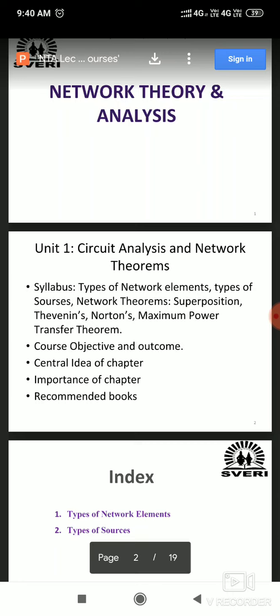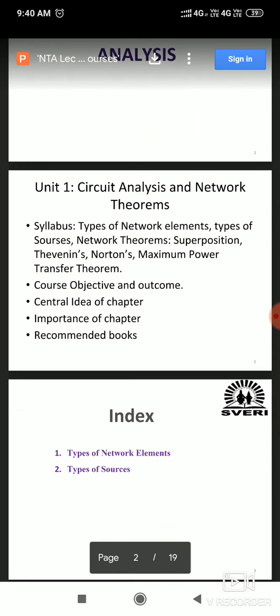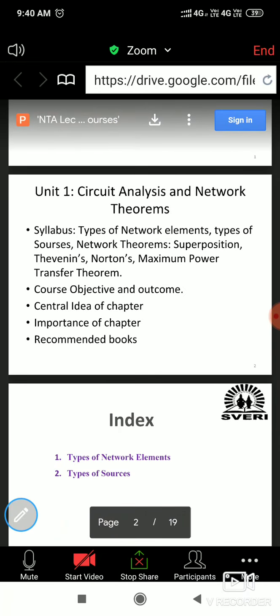The central idea is that we are learning different circuit analysis methods. Along with that, we are learning four different network theorems, which are useful for solving network problems, to analyze voltage, to analyze currents, etc. As for the importance of the chapter, once we learn this chapter, what is the use of it? I already told that.